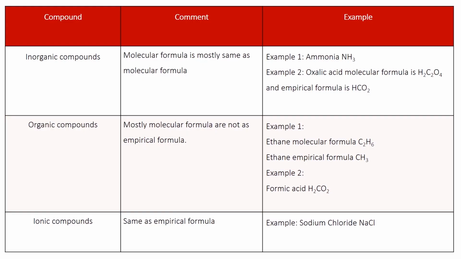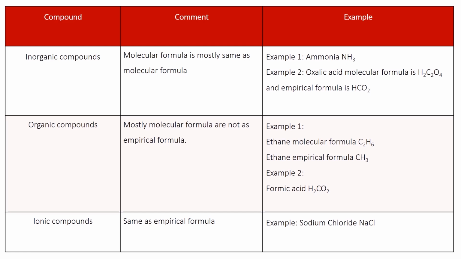For inorganic compounds, the molecular formula is mostly the same as the empirical formula. For example, ammonia has a formula NH3, but it can be different. For example, oxalic acid's molecular formula is H2C2O4, and if we divide the whole molecular formula by 2, we get the empirical formula, which is HCO2.